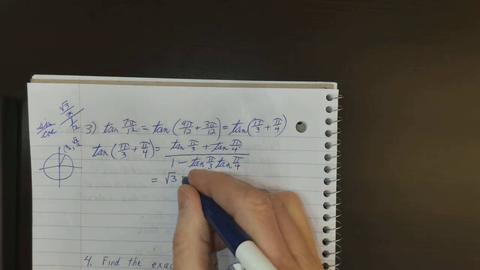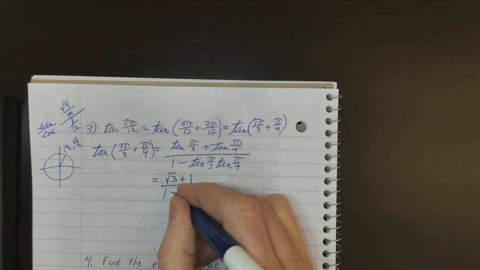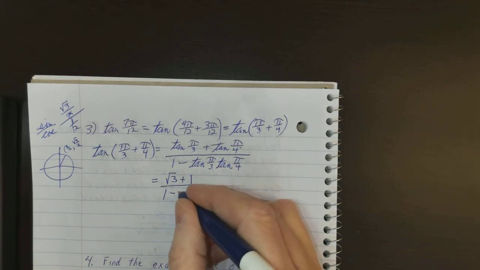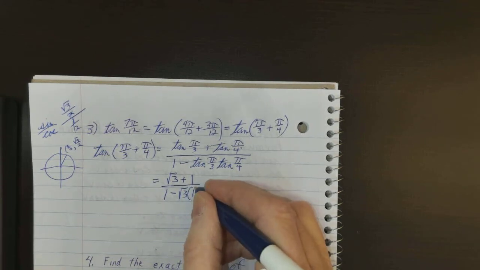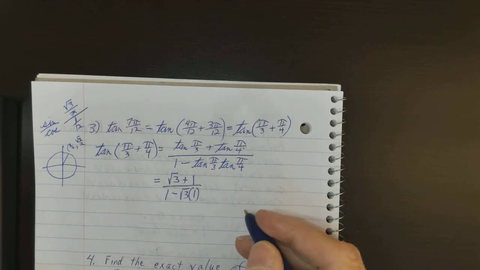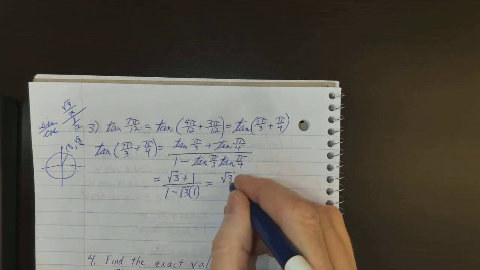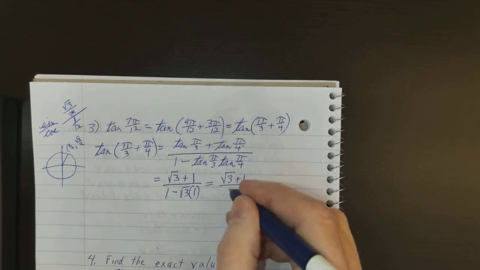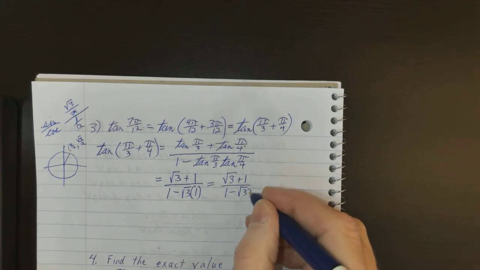Tangent of pi over 4 is 1. And then that's 1 minus tangent of pi over 3, which is square root of 3, times the tangent of pi over 4, which is 1. So I've got everything substituted in here now. So I'm looking at square root of 3 plus 1 over 1 minus the square root of 3.